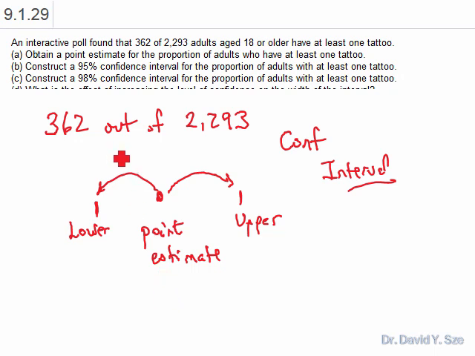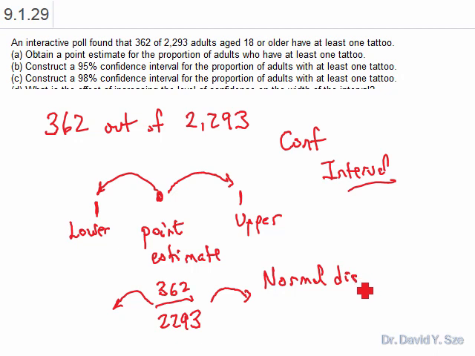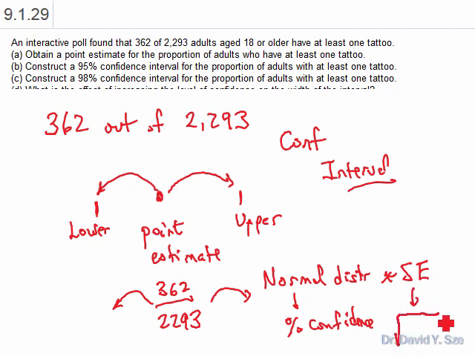If we measured 362 out of 2,293, our best guess for the percentage would be 362 over 2293. Our best guess is exactly what we measured. Then the amount to go up and down would be a normal critical value, so a number from the normal distribution times the standard error. The normal distribution number depends on the percent confidence we want, and the standard error is the formula square root of p, 1 minus p over n.